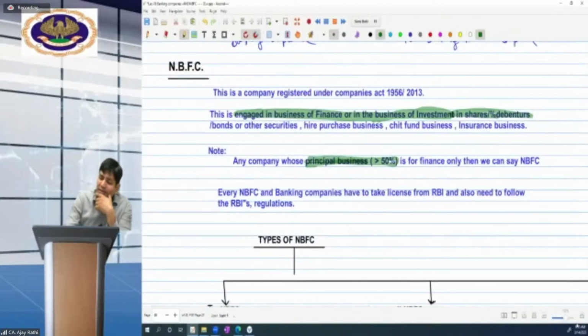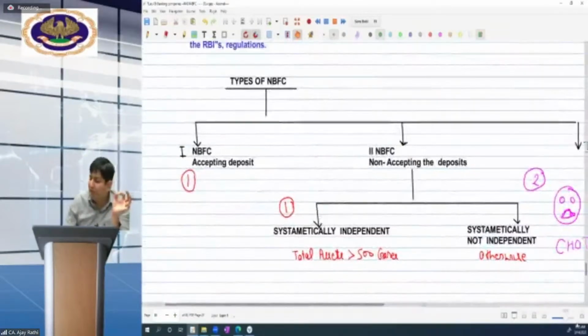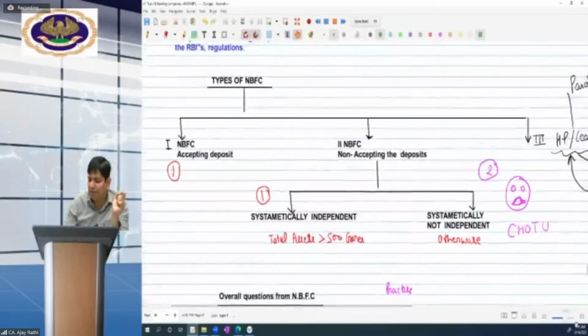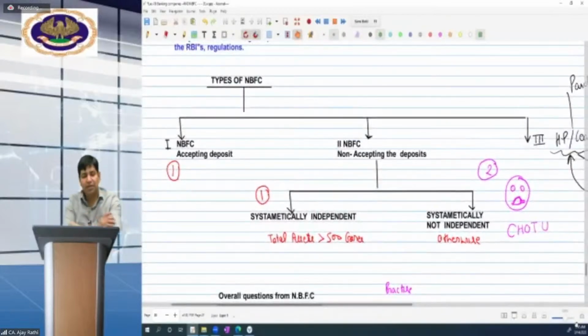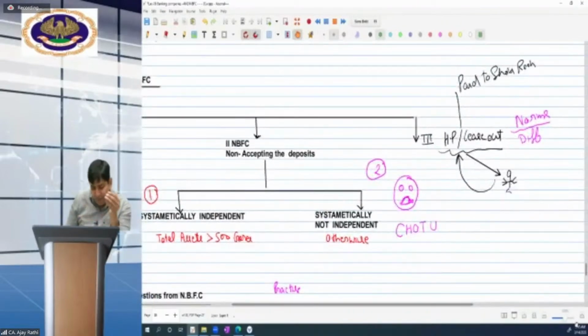Now please see, from here you have to understand the things. Beta, there may be three types of NBFC. Number one, NBFC accepting deposit, and second is NBFC non-accepting deposit, and third one is NBFC which works for hire purchase and lease.